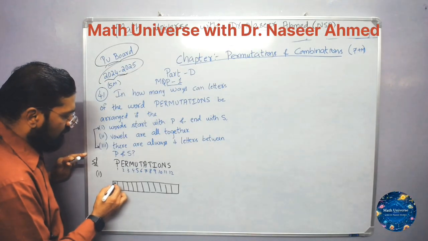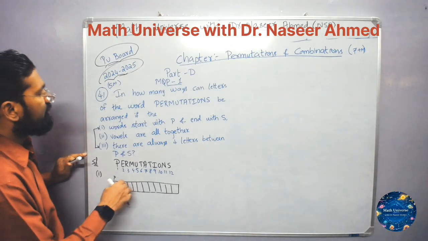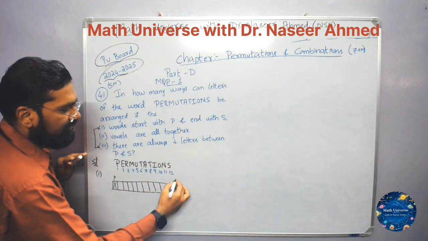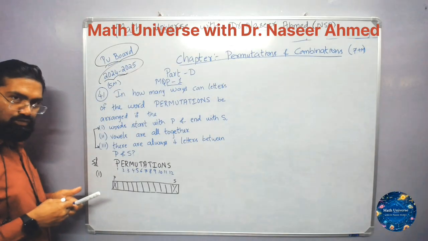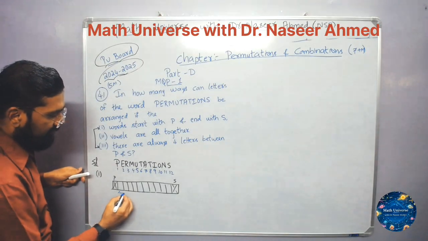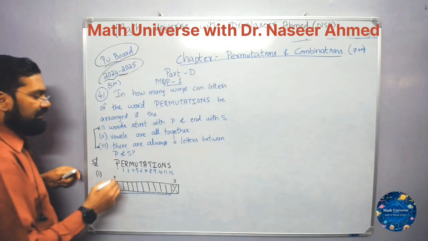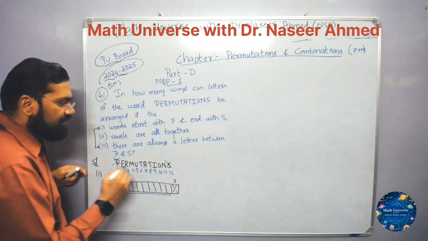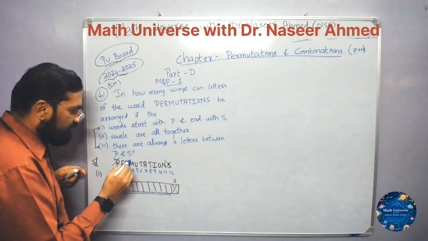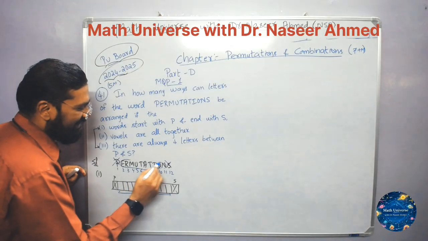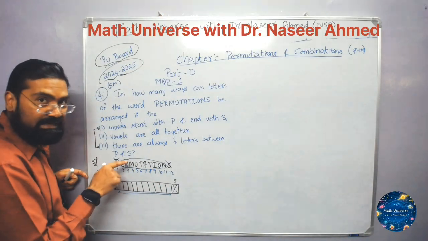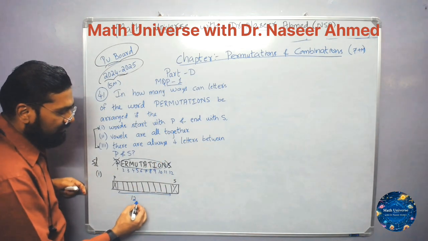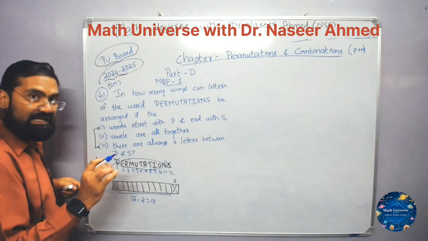They said start with P, so the first box is always fixed for P, and end with S, so the last box is always fixed for S. Now whatever I have to arrange is from here till here. In the word PERMUTATIONS, P is already arranged, S is already arranged, so I have to arrange the remaining. Totally 12 letters were there, in that 2 are out. So how much is 12 minus 2? 10. So the remaining are 10 letters.